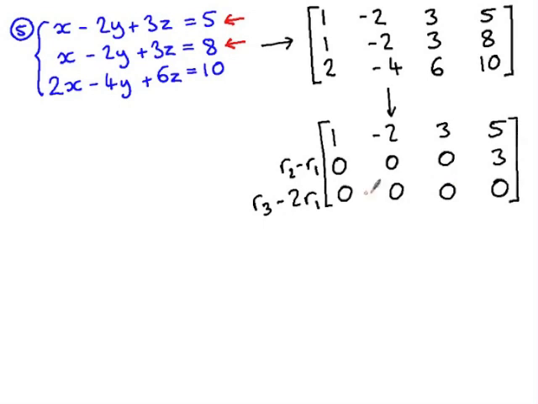But what about this row of zeros? If we have 0x plus 0y plus 0z equaling 0, that actually has an infinite number of solutions, because it doesn't matter what x, y and z are, this equation is always going to be true. And the reason for that is equations 1 and 3 are 2 equations for the same plane.